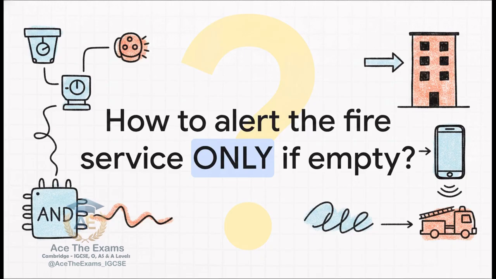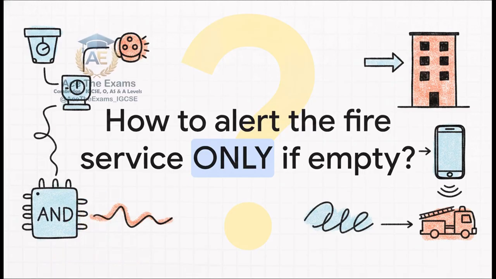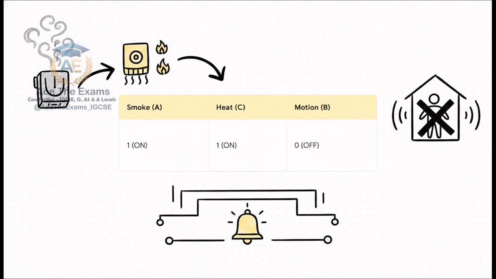But, and here is the massive constraint, only if the building is completely empty of people. How do we build a circuit that perfectly executes that logic without fail? I'm going to give you a mental timer here to think about what variables we need. Time's up. Let's break it down just like we would in an exam using a structured framework.